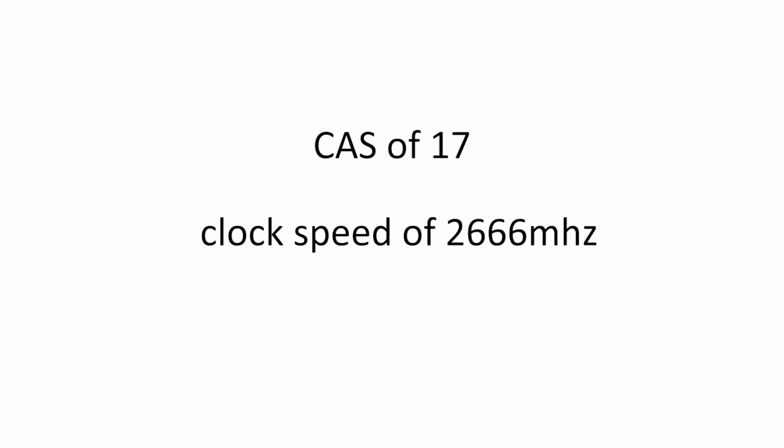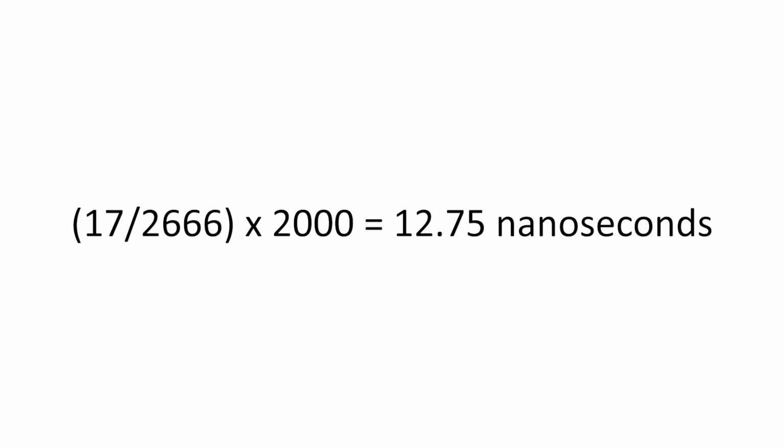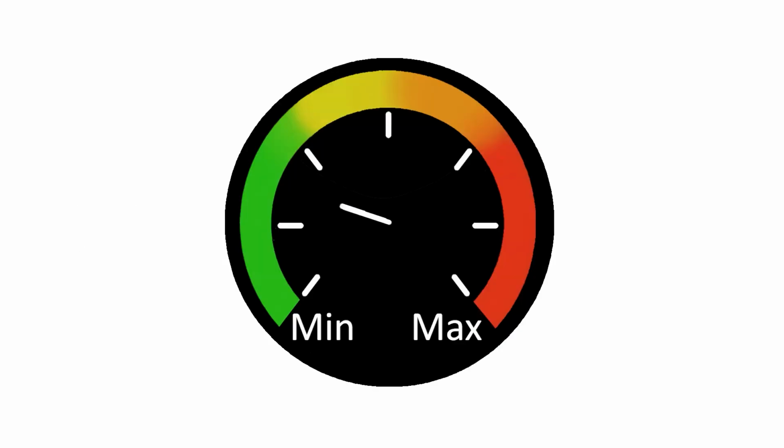If you have a CAS of 17 and a clock speed of 2666 MHz, this would be your true latency. Parentheses, 17 over 2666, close parentheses, times 2000 equals 12.75 nanoseconds. Thus, higher CAS timings can result in a higher latency even with higher clock speeds.